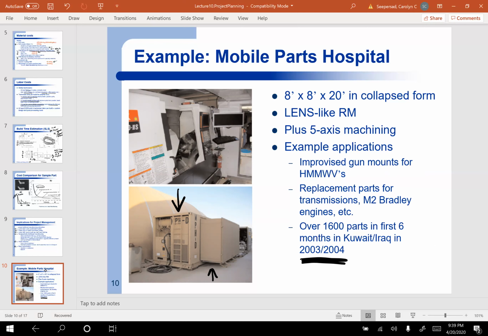Inside, you've got a LENS-like machine for adding material plus 5-axis machining. And they've used it in theater, on the battlefield, in places like Kuwait and Iraq back in the Gulf War. And they've used it since then as well to build lots and lots of parts, replacement parts, and sometimes even improvised parts that soldiers help design in the field if there's something that could help them be more efficient or be safer.